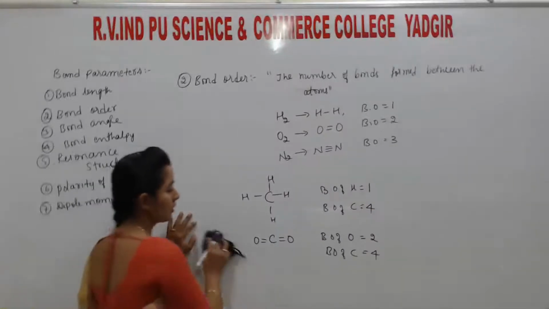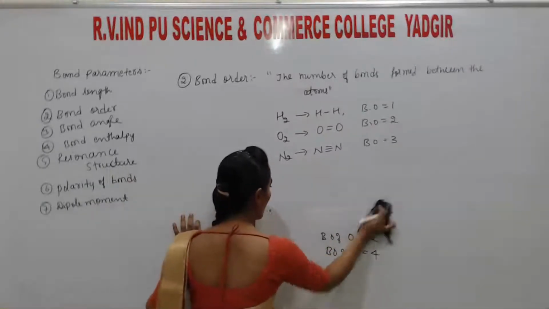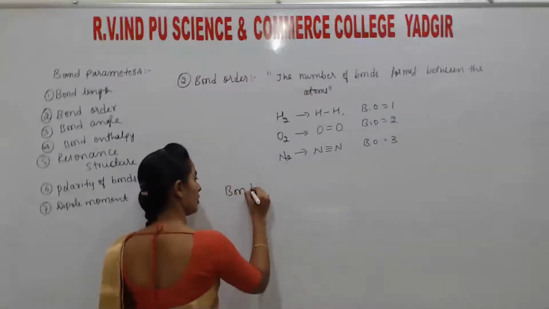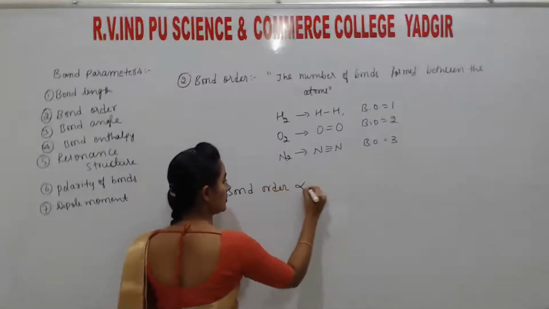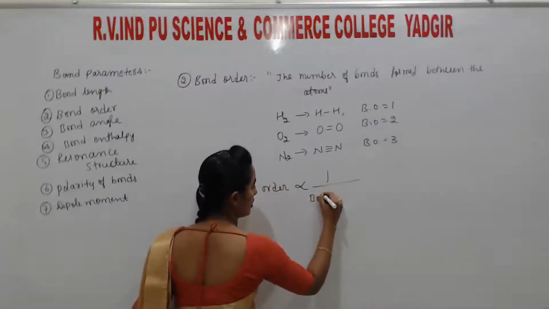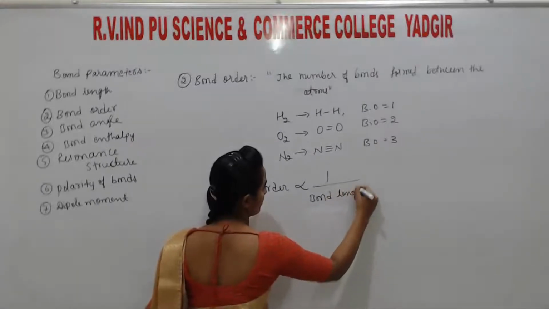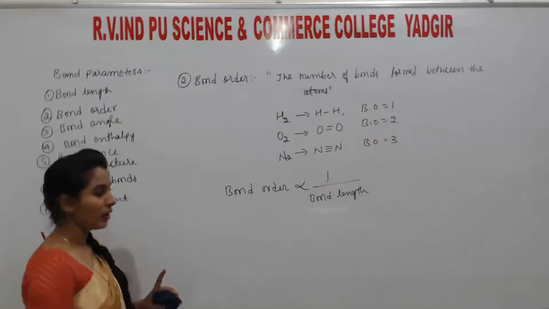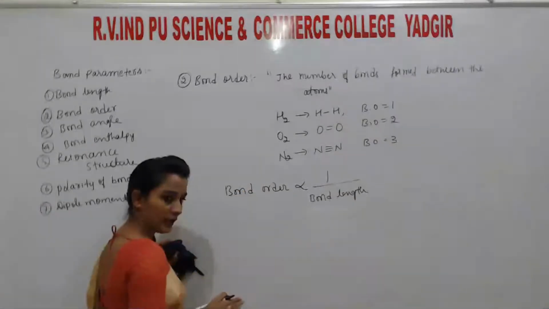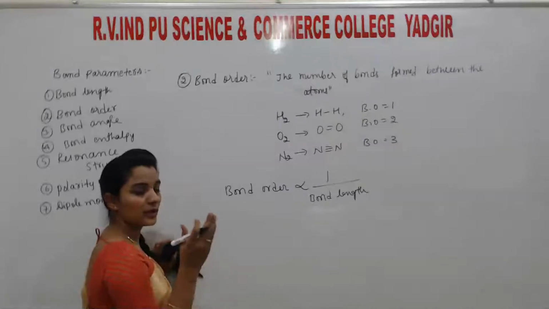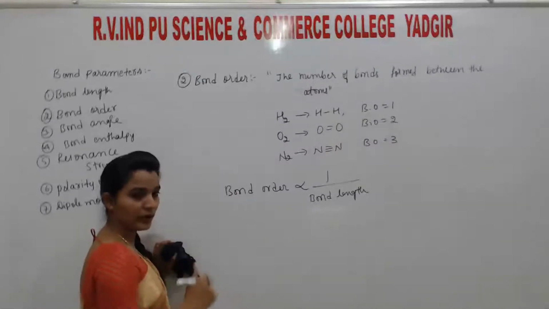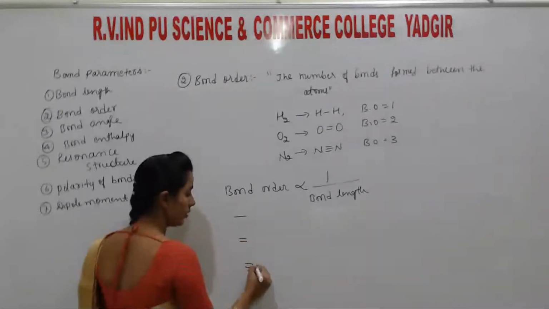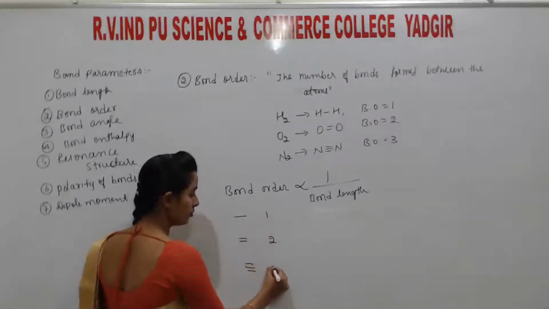Okay, next. So students, if we compare the bond length and the bond order, listen, bond order is inversely proportional to bond length. Means if the bond order decreases, bond length increases. If bond order increases, bond length decreases. Means listen, single, double, triple. Bond order is 1, 2, 3.